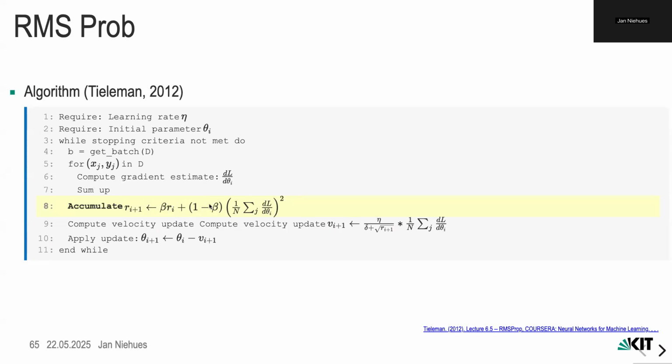So we are still normalizing by the length, but we are no longer taking all of them the same, but we don't consider the very early examples as much anymore.